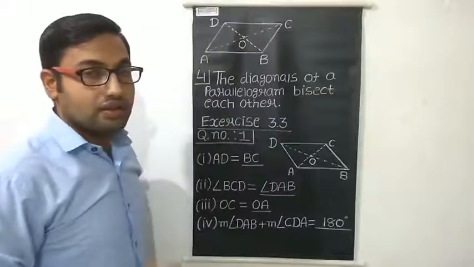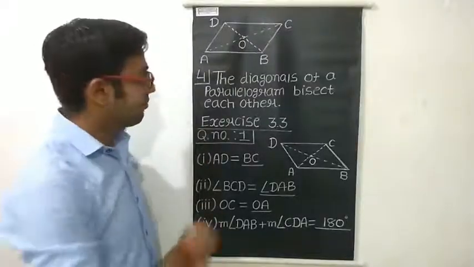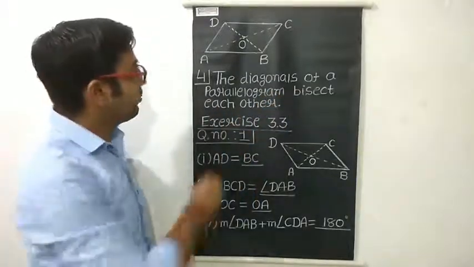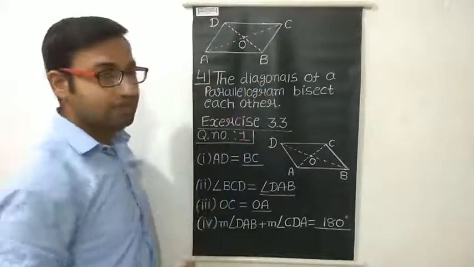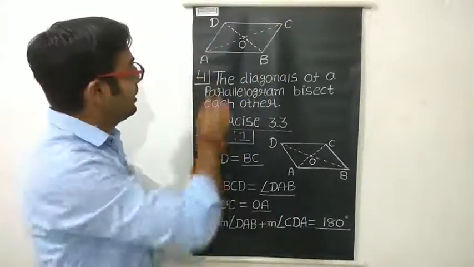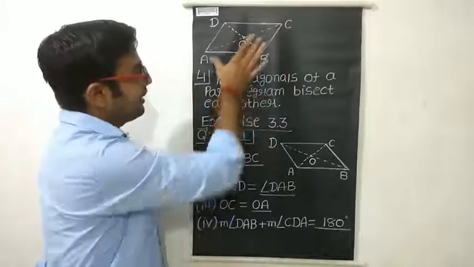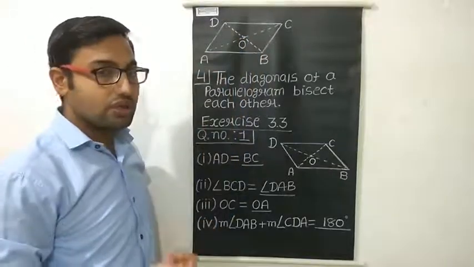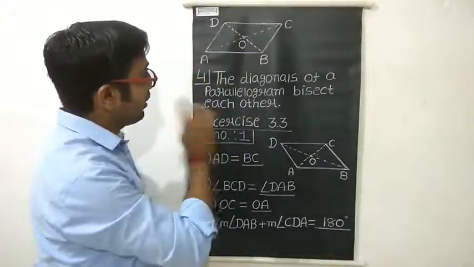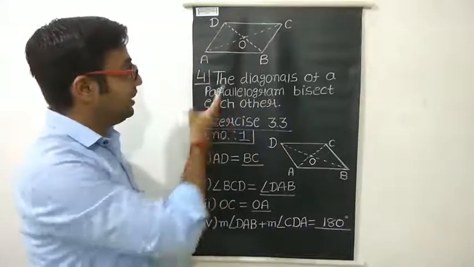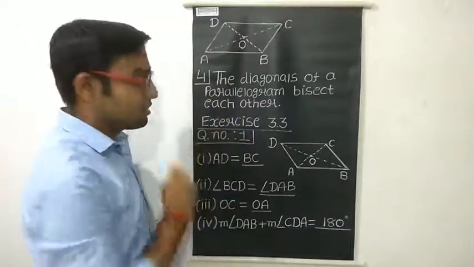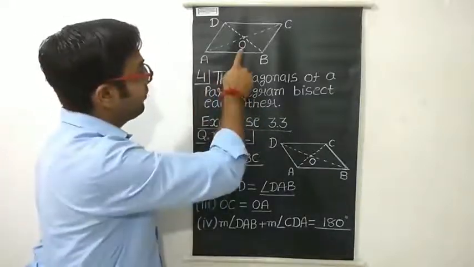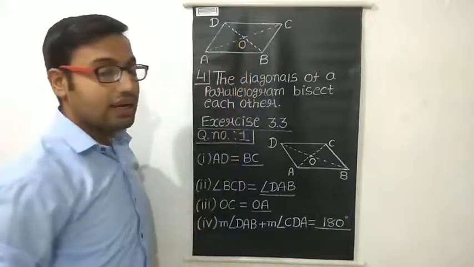So the fourth element is the diagonals of a parallelogram bisect each other. Now again consider this parallelogram ABCD, and what are the diagonals that we know now. If we join A and C, then AC will become one of the diagonals, and if we join BD, it will give us another diagonal. So in a parallelogram, we get two diagonals, and according to this property, both the diagonals are intersecting in one point, and let us name it O.